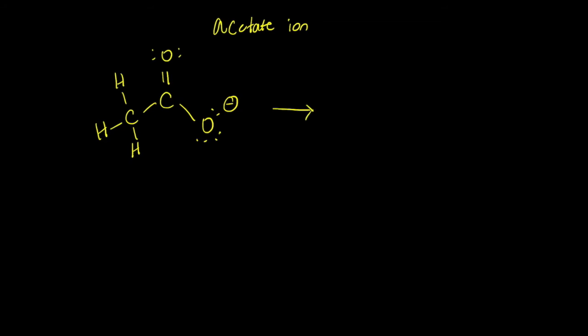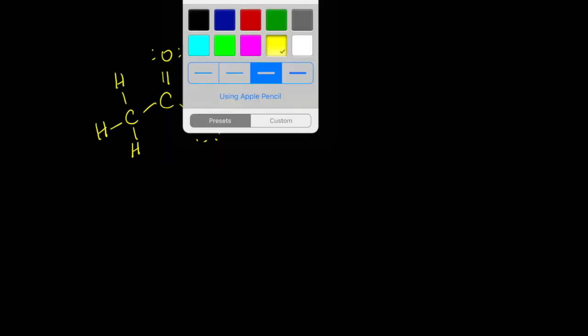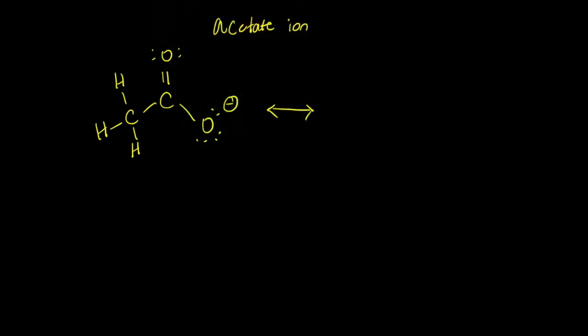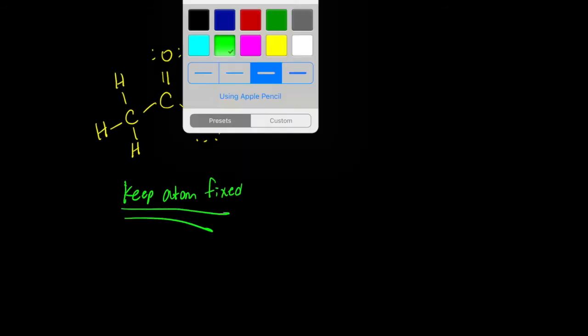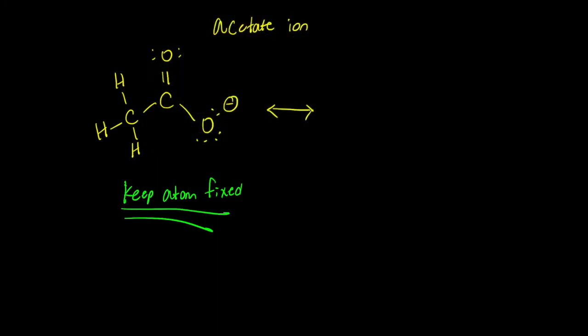So first off, you want to keep the skeleton exactly the same. You want to keep the skeleton, keep the atoms fixed. You just want to draw the electrons differently. So if we were to draw a resonance structure for the acetate, we would want to draw all the single bonds in exactly the same position. So try to copy exactly what you have for these H's.